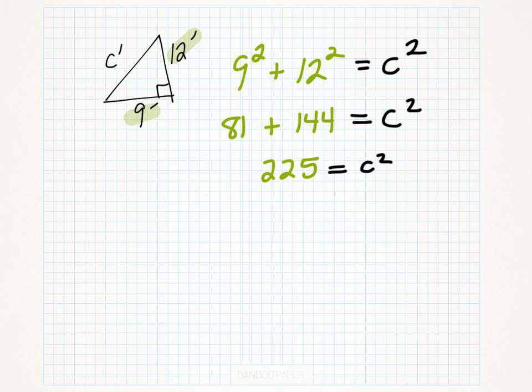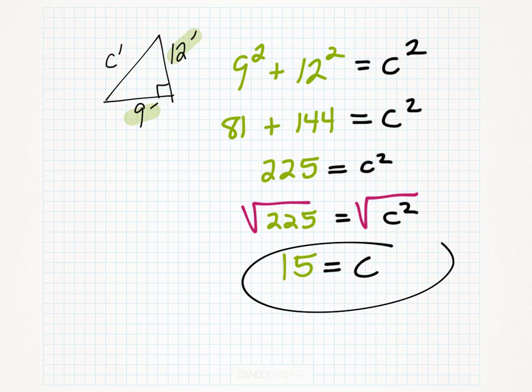Here I have gone ahead and squared 9 to get 81 and squared 12 to get 144. I did that first because order of operations dictates that we do exponents, and then I've added them together to get 225. Now, in order to simplify this, I have to use the inverse operation of squaring, which is taking the square root. So when you take the square root of c squared, you simply get c. The square root of 225, that happens to be a perfect square, so our value here is 15, so c equals 15.